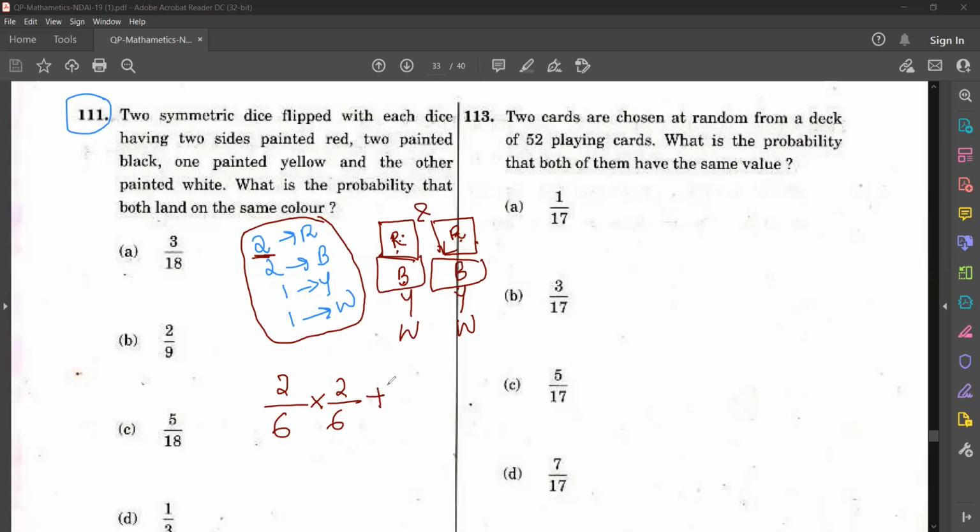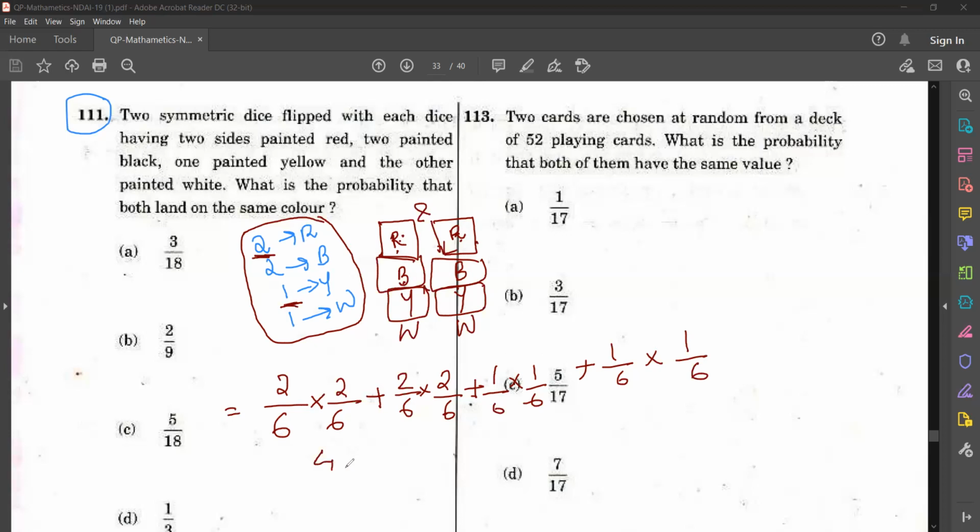So black, what is the probability? 2 by 6 into 2 by 6. Or what you need? Here yellow means here also yellow. So what is the probability of yellow? Yellow is 1, isn't it? So 1 by 6 into 1 by 6. Or it should be white. White is also 1, isn't it? So 1 by 6 into 1 by 6. Okay, so do this and tell me what you're getting.